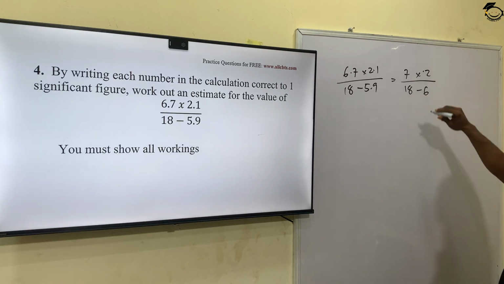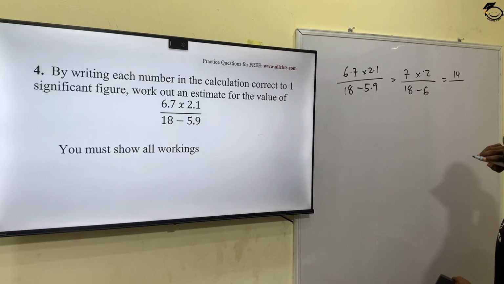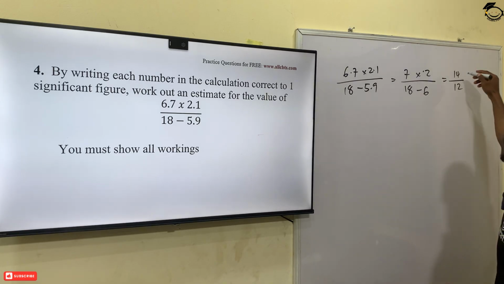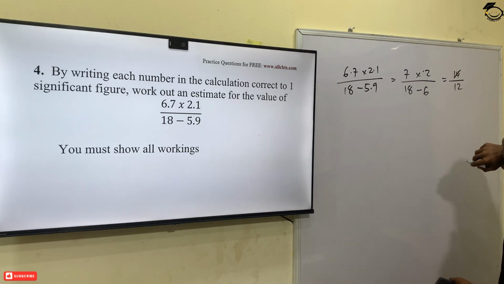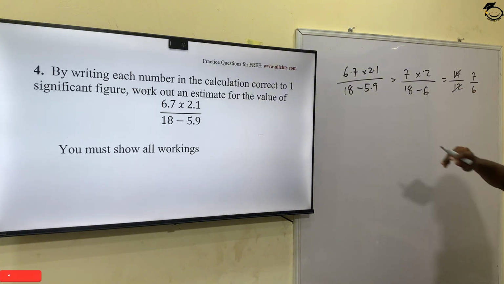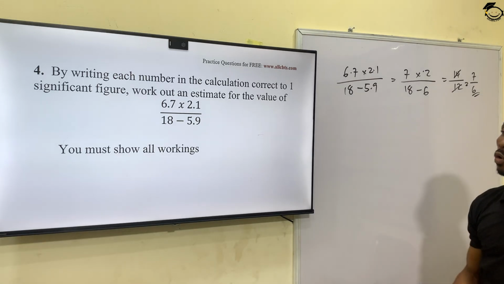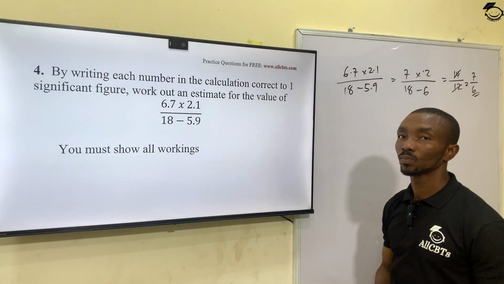Now, 7 times 2 would give us 14. 18 minus 6 will give us 12. Now, 2 here will give us 7, and 2 here will give us 6. So with this, we have as an answer 7 over 6.